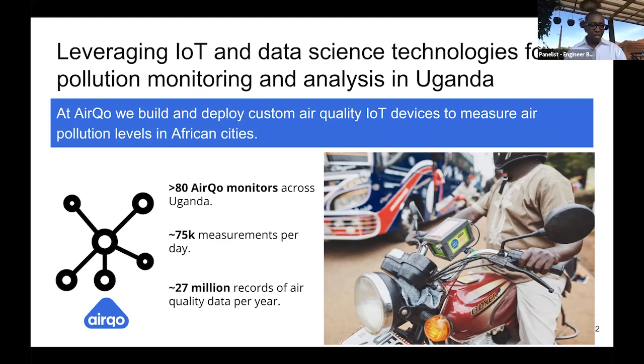So in brief, we have about 80 AirQO monitors that are deployed in Kampala city and also across Uganda, 40 of them in Kampala and the other 40 outside Kampala. Kampala is the main city in Uganda. And we get about 75,000 measurements per day across the network. And we accumulate about 30 million records of air quality data per year.